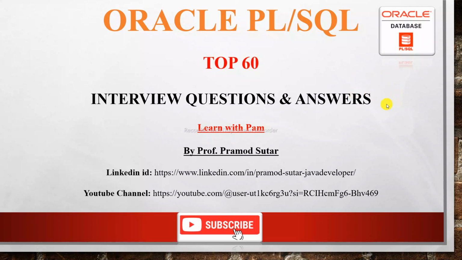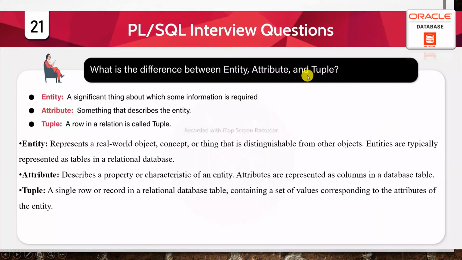If you have not gone through the previous video, you can watch our previous video. In that video, we have covered 20 questions. So, we'll continue with the next question, that is 21. Basically, the question is, what is the difference between entity, attribute, and tuple?